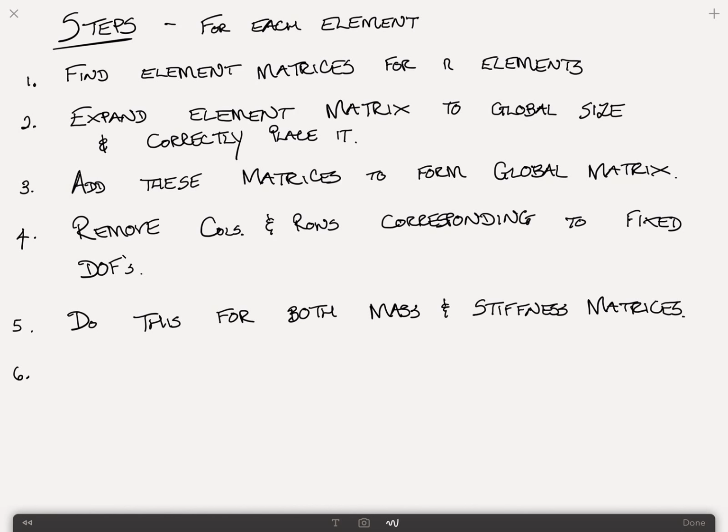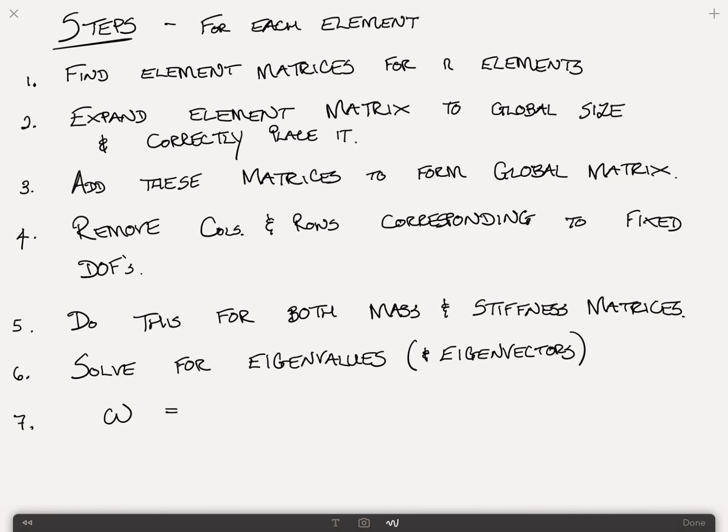Then we solve the eigenvalue problem. So solve for eigenvalues. And the eigenvectors, I guess, although we're only using the eigenvalues for this problem. And then finally, we solve for the frequencies by taking the square root of the eigenvalues. And then, of course, we find our fundamental frequency by looking at our frequencies and picking the lowest of them.